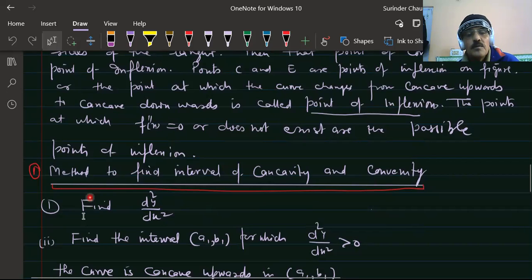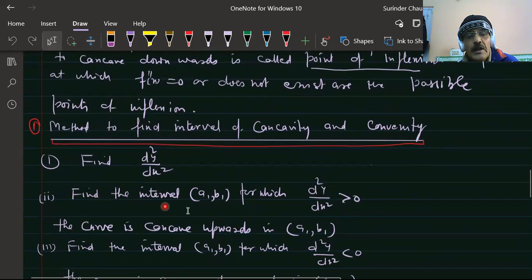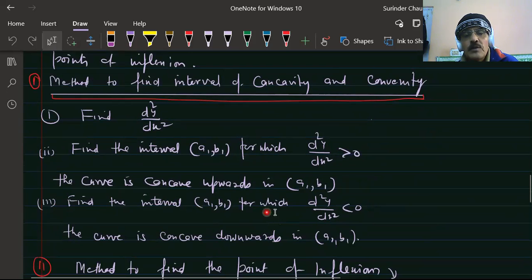The first step is to find the second derivative of the function y = f(x). The second step is to find the interval in which this is greater than 0, which means the curve is concave upwards. The interval in which the second derivative is less than 0 means the curve is concave downward. In the remaining interval, the curve is concave downward, where this is less than 0.